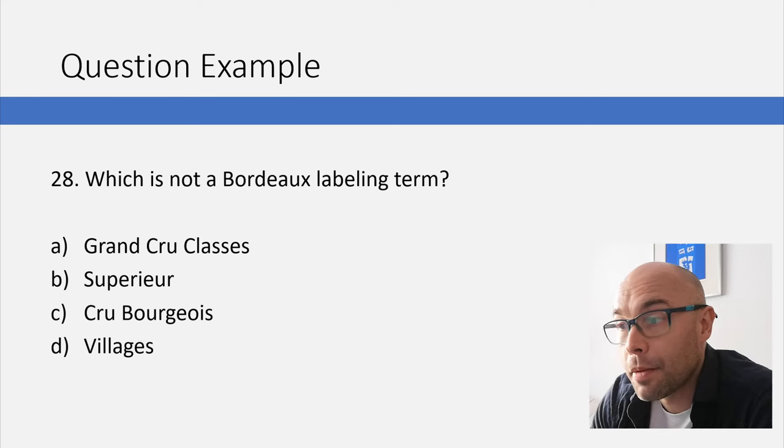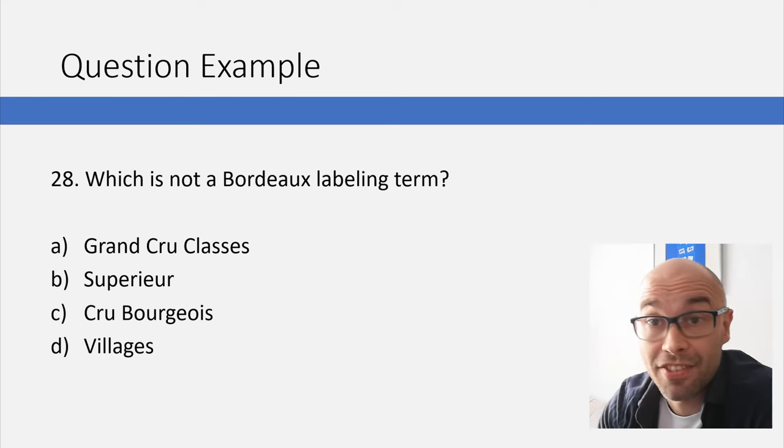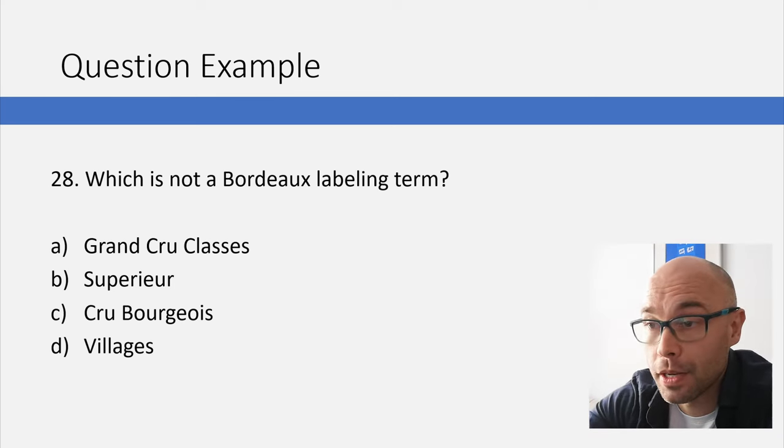Which is not a Bordeaux labeling term? Grand Cru Classé, Bordeaux, Cru Bourgeois, Village. The correct answer is D, Village, is not a Bordeaux labeling term.